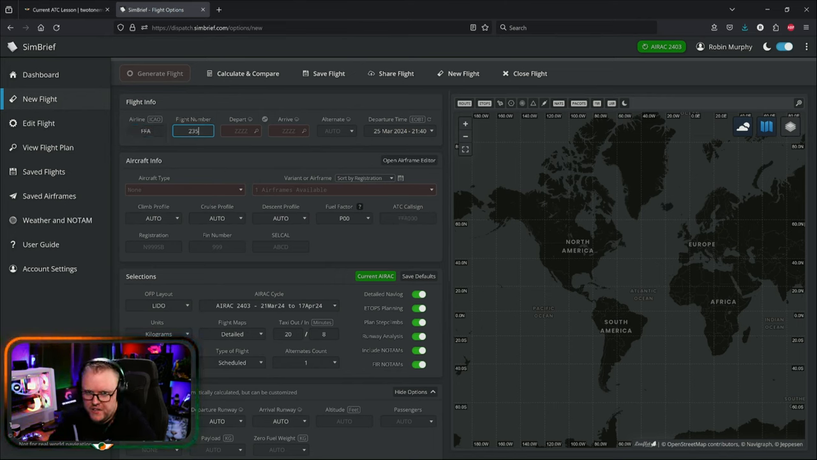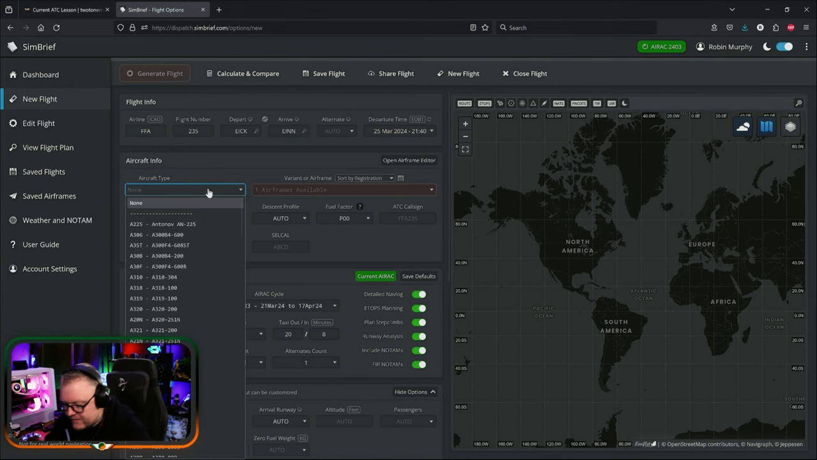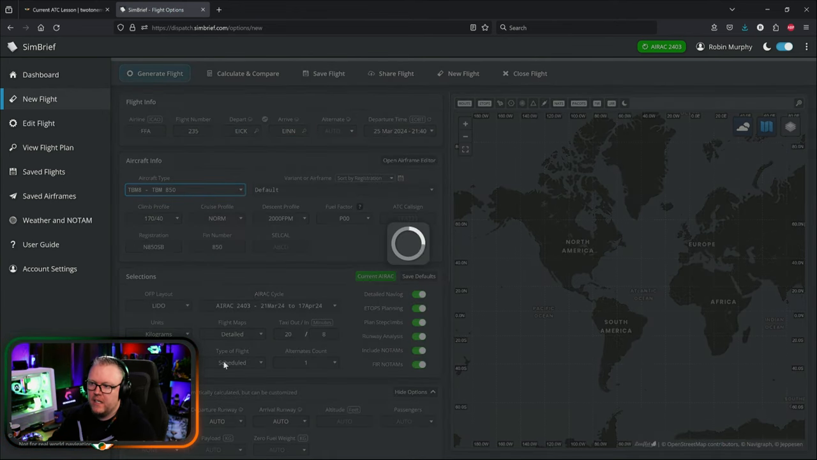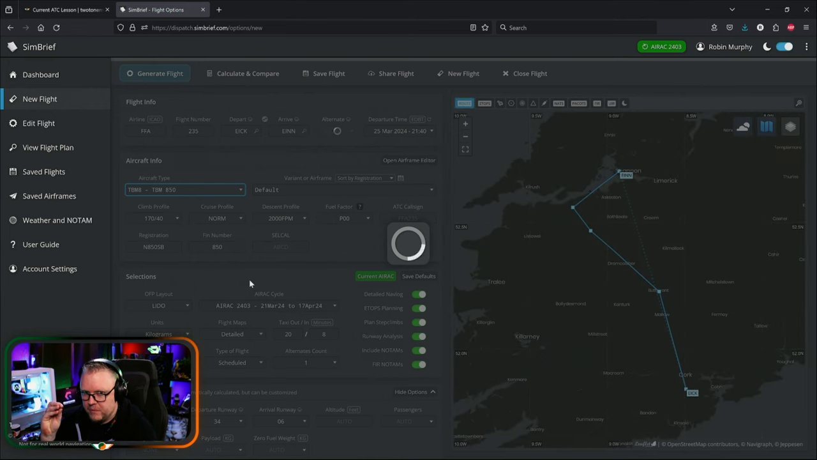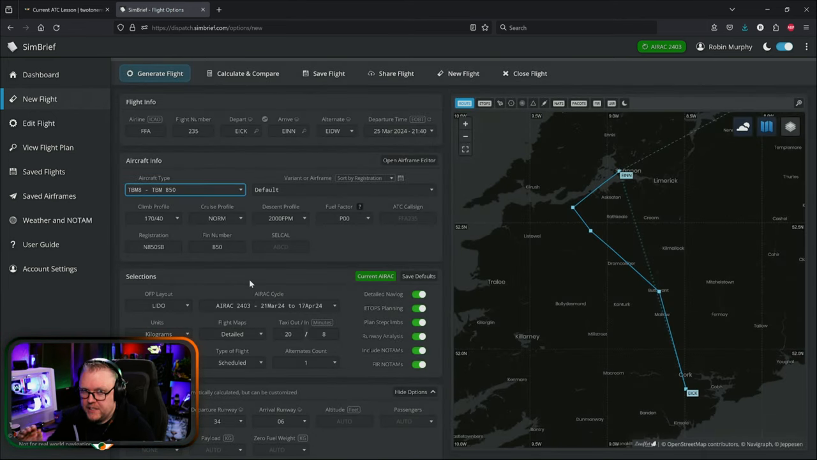Your flight number is your call sign. So if you're Firefly 123, that's where it goes. We are departing Cork. We are arriving to Shannon. And the aircraft I'm going in is a TBM 850. I'm going to select that. Now, there are some changes I need to make to this.